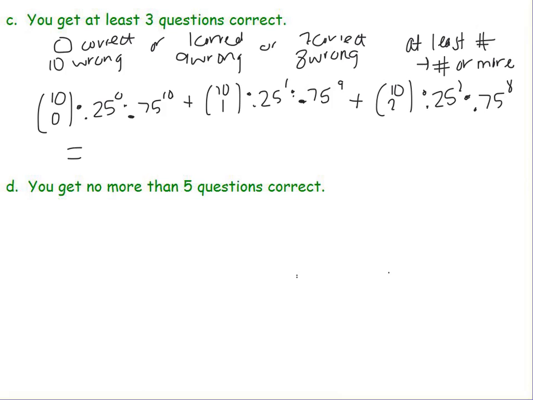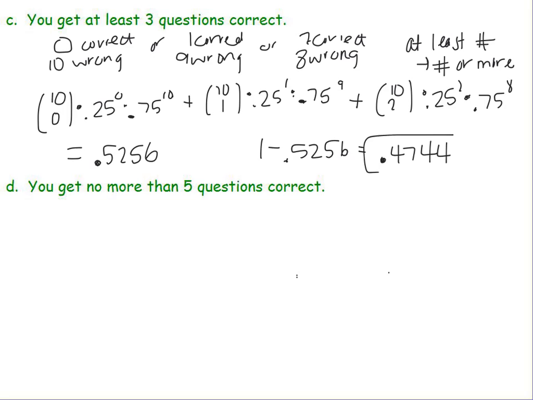So I ended up with 0.5256. Hopefully you did as well. The thing is, that's not the answer we want. That was our complement. So if you remember, anytime we use the complement, we take 1 minus that answer to get the answer that we wanted, which in this case is 0.4744.